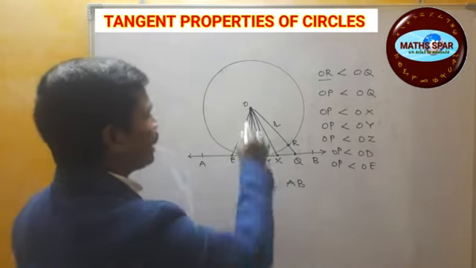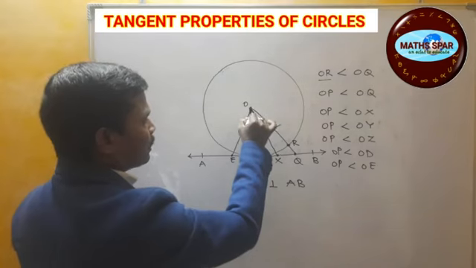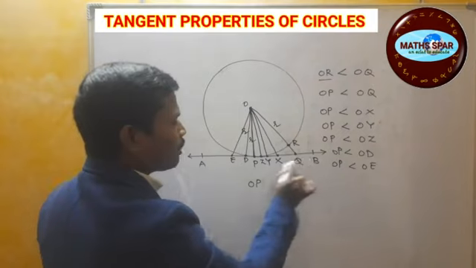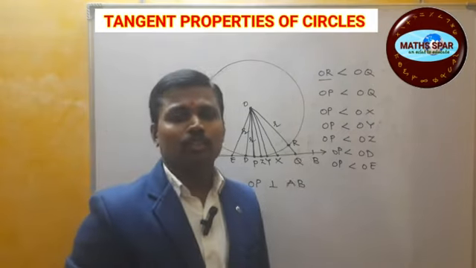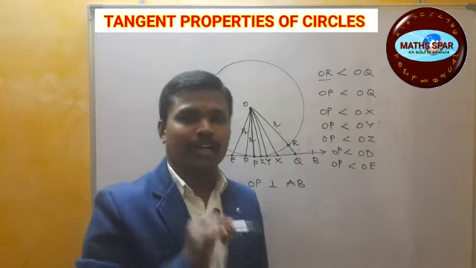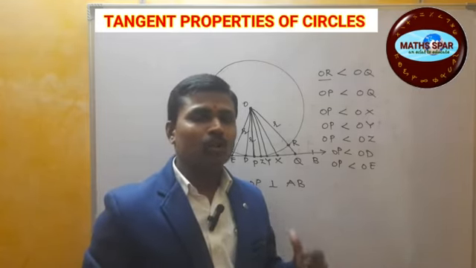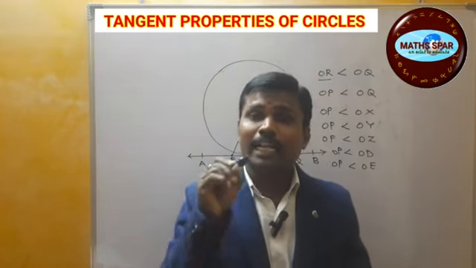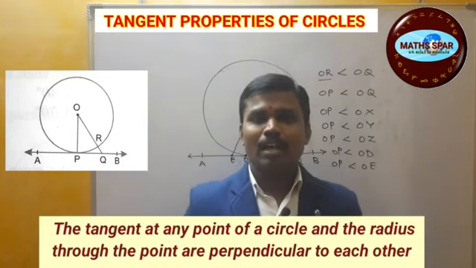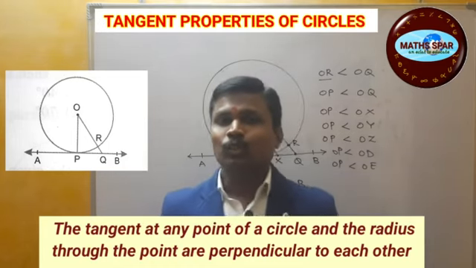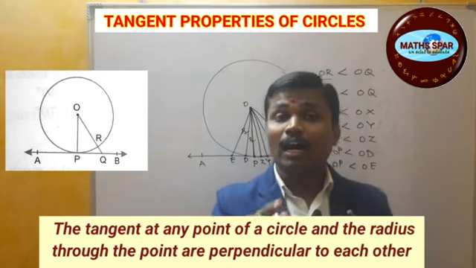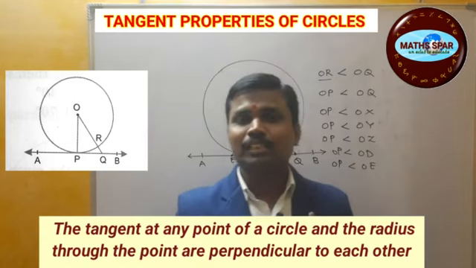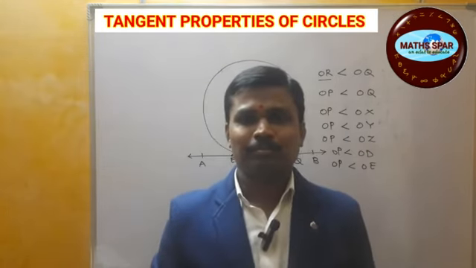So the radius will always be perpendicular to the tangent drawn to a circle at a point. This concludes that the tangent at any point of a circle and the radius through the point are perpendicular to each other. This is the first theorem.